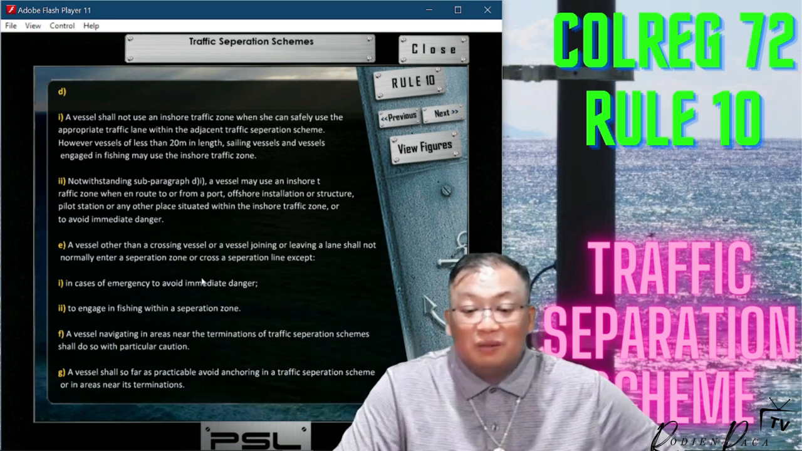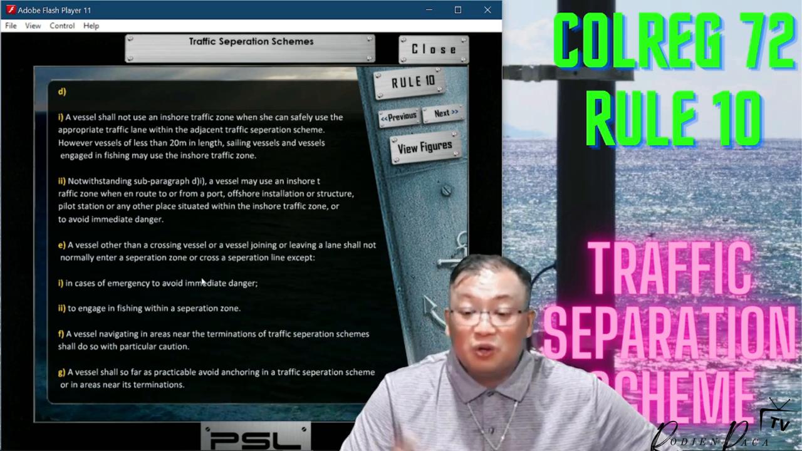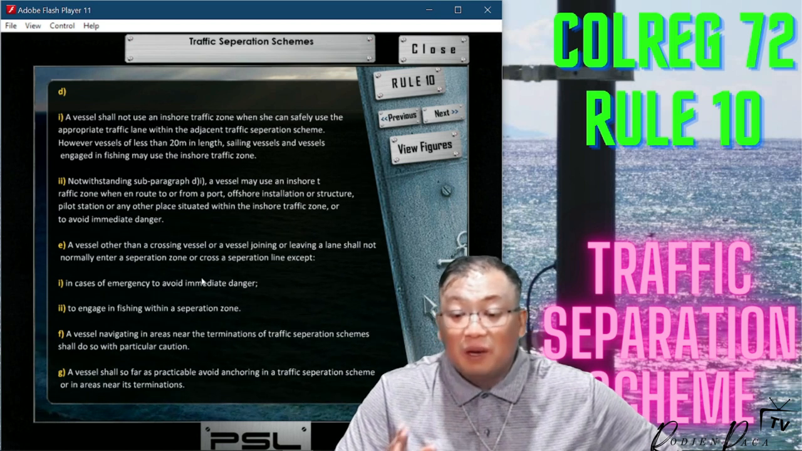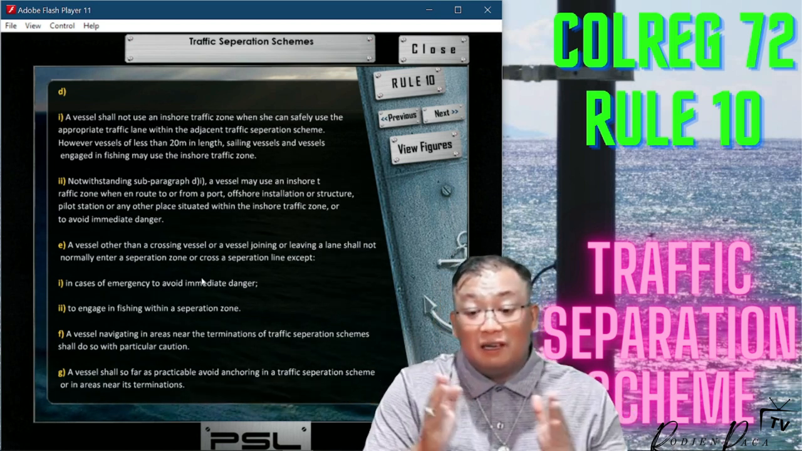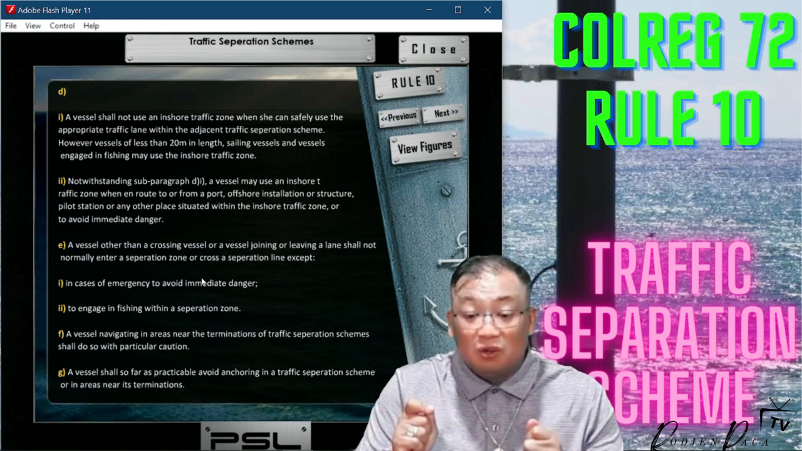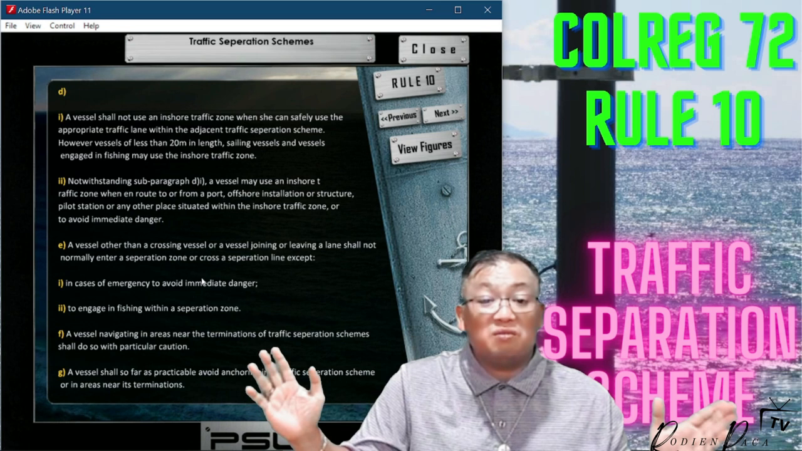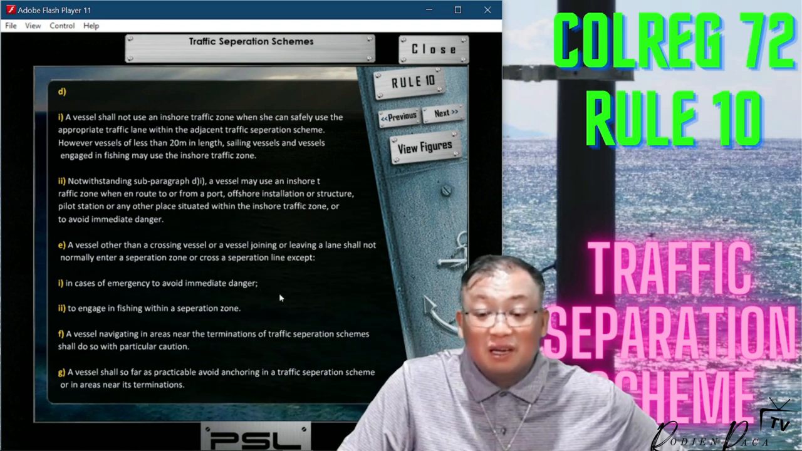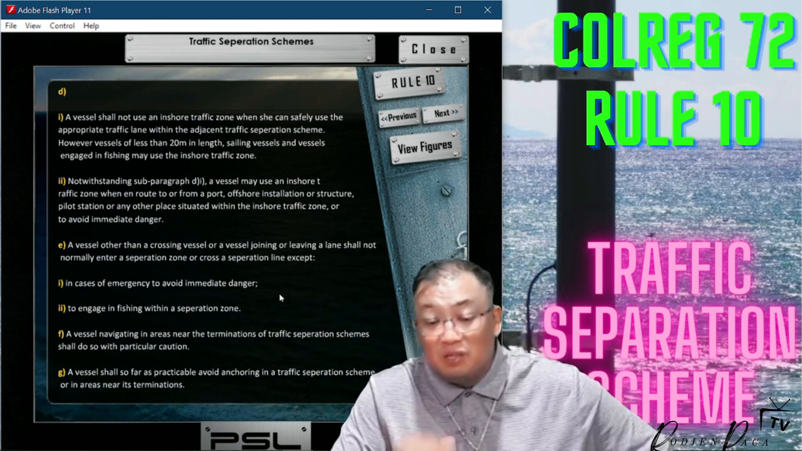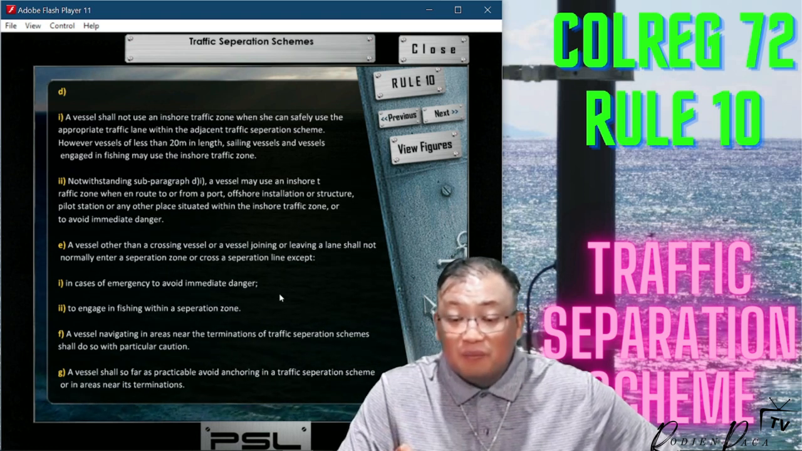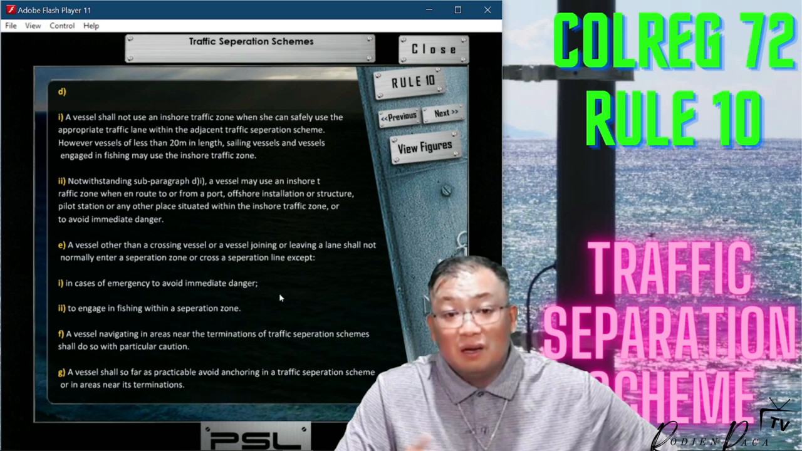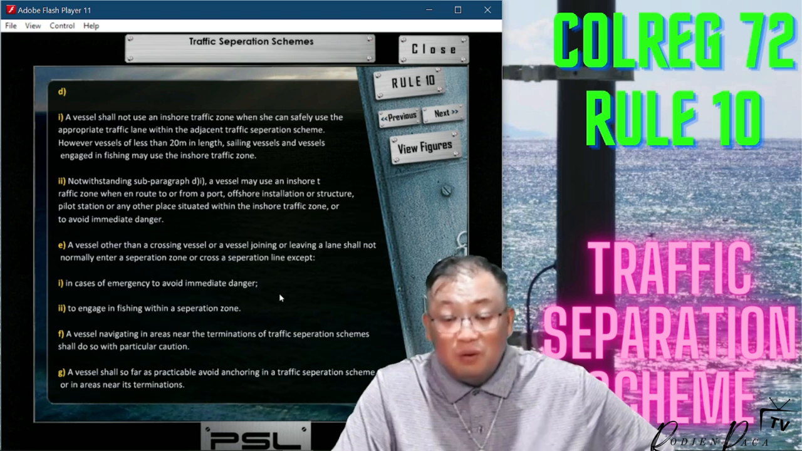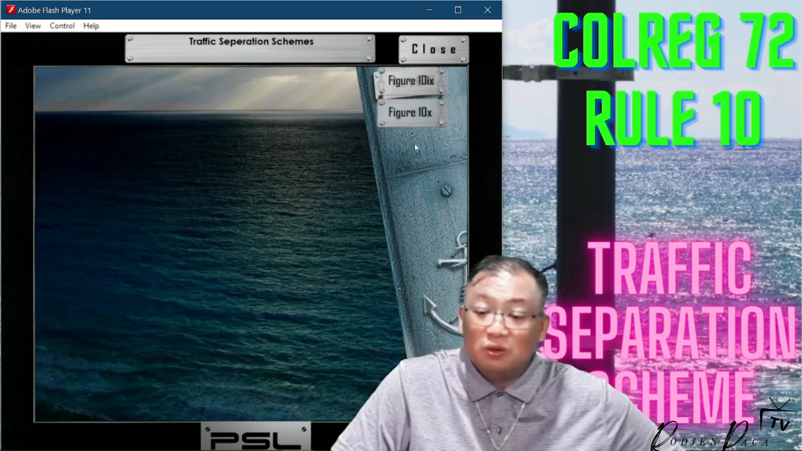Echo. A vessel other than a crossing vessel or vessel joining or leaving the lane shall not normally enter a separation zone or cross the separation line except, okay, a vessel other than a crossing vessel or joining shall not normally enter a separation zone. You have no business entering because you're not joining or crossing, except in cases of emergency to avoid danger. If there's an emergency, you can join. Or to engage in fishing within a separation zone, meaning the fishing area is within the separation zone. So you can do it as per Echo 1 and 2.